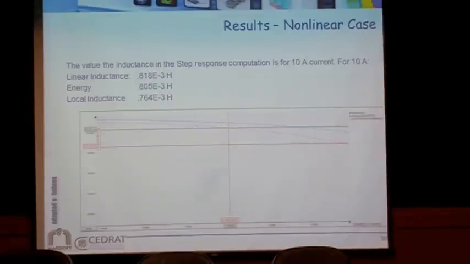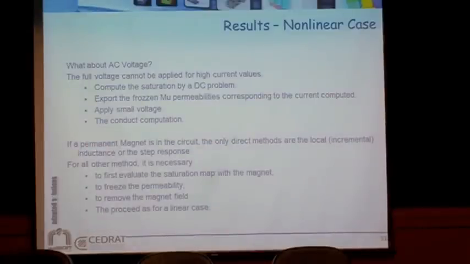I haven't done the AC. Why? Well, because I ran out of time, and this is something I plan to extend as we go along. But if I do the AC, what do I have to do? Well, when you want to compute the inductance, you want to compute the AC voltage on top of a saturated image. I don't want to get the whole variation.